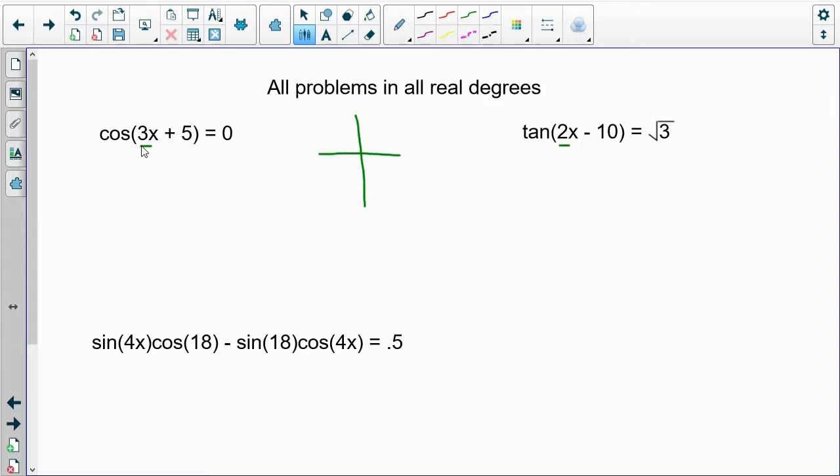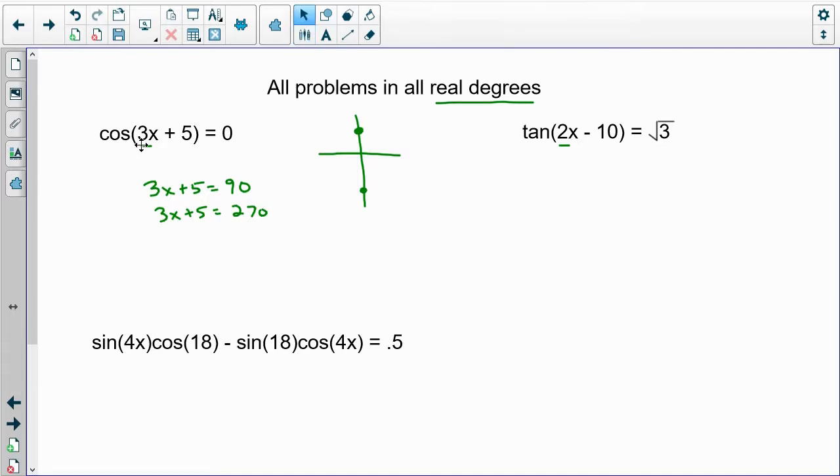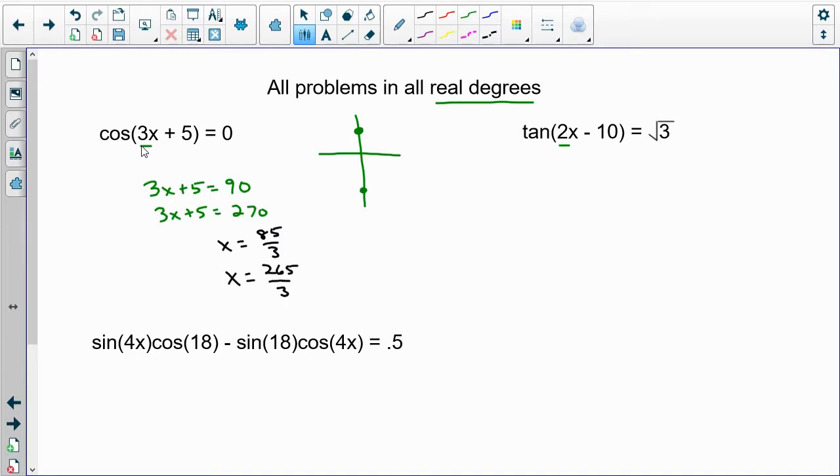I know that that's true at pi over 2 and 3 pi over 2, or in this case, 90 and 270 since we're in degrees. So that means that 3x plus 5 has to equal 90 or 270. And that would be the case if I were just in 0 to 360. So I have x equals 85 over 3 if I solve the first one, or I have x equals 265 over 3 if I solve the second one.